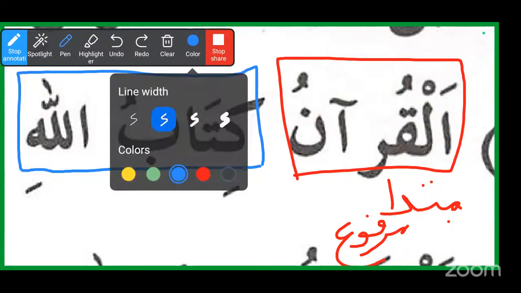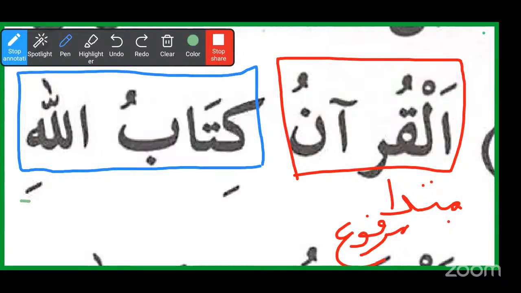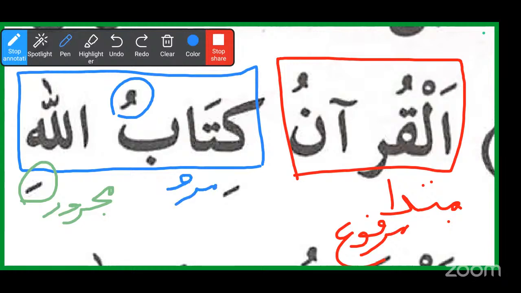The word Allah is majroor. Why? Because it is the mudafun ilayh. That is why it is majroor. But here the kitab itself is marfu. So why is it marfu? Because it is the khabar. Khabar is always marfu.